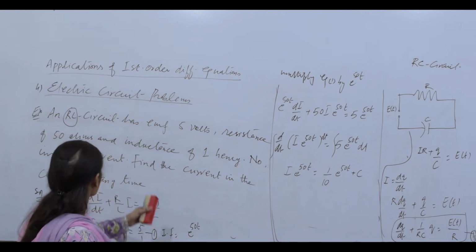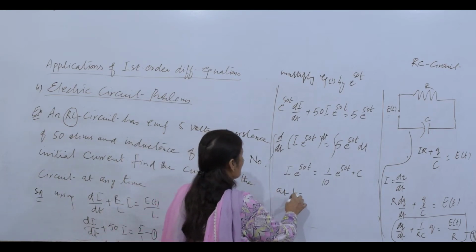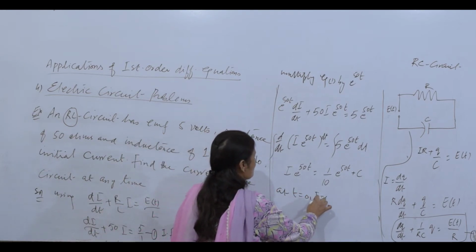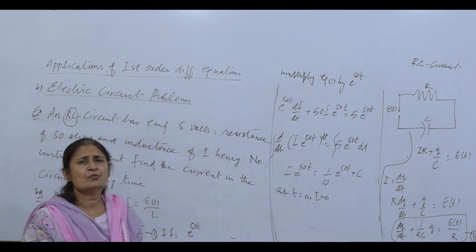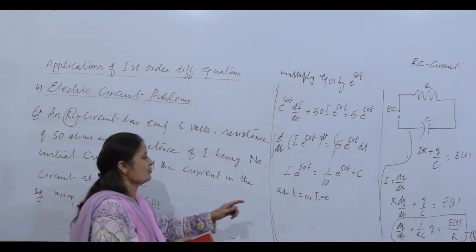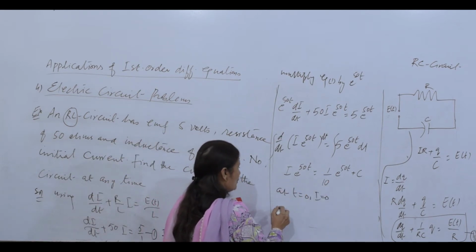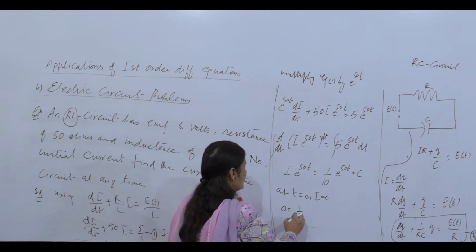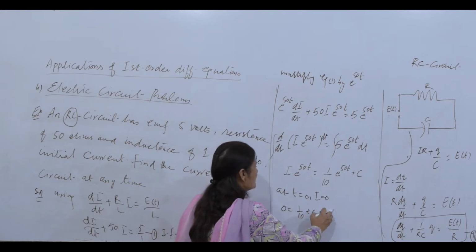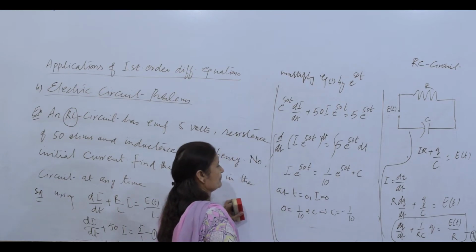Now the initial condition: no initial current. At t equal to 0, i equal to 0. This is the condition. The current may be 5 ampere, 10 ampere, 6 ampere, but this time there is no initial current. At t equal to 0, i equal to 0, so 0 is equal to 1 by 10 plus C. This implies C is equal to minus 1 by 10.